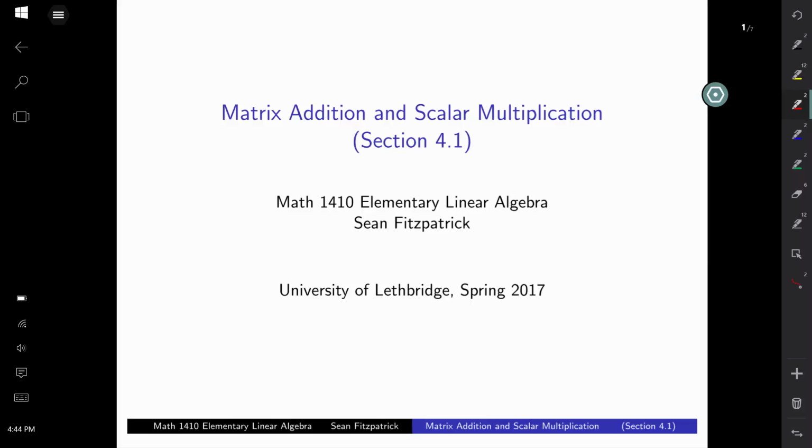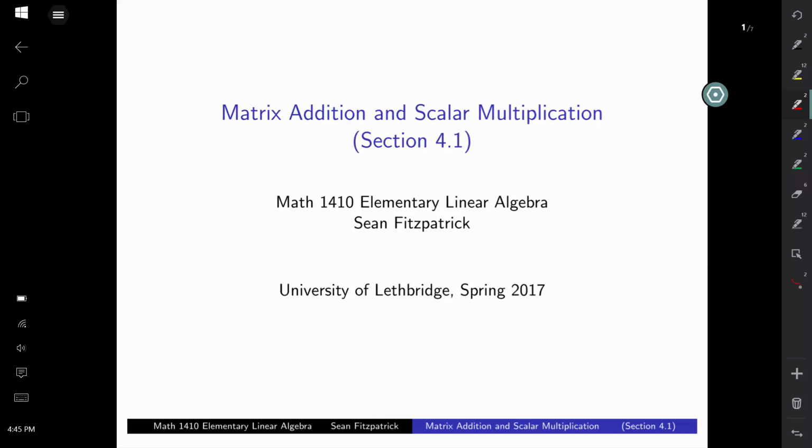Okay, welcome back. This is the second screencast for Chapter 4 on matrix algebra. So now we're still in section 4.1. We're going to introduce the notions of matrix addition and scalar multiplication. And if you remember how things go with vectors, you'll find this pretty straightforward.